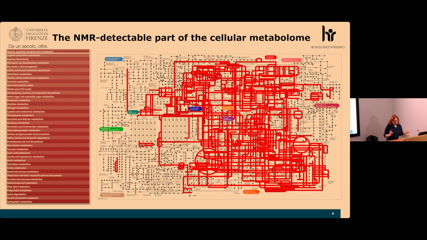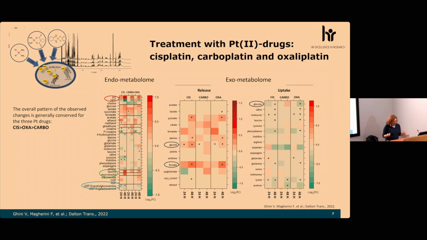But still, if we want to have an overview of the different effects of the metallodrugs, we have an idea. So, for example, these are the three most commonly used in clinics: platinum drugs, cisplatin, oxaliplatin, and carboplatin. And if you compare the effects at the level of the cell lysate and growth media, you see that there are very common patterns.